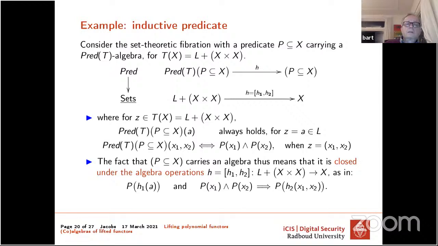And the fact that P carries an algebra means that it's closed under the algebra operation H, which is this co-tuple H1 and H2, and which can be made precise in this form: P always holds for trees which consist only of a node. And if P holds for two trees, then it also holds for the joining of these trees. And you see what's appearing here: the assumptions on a predicate that you typically use in an induction proof. And that's why these are called inductive predicates, because they're used in such a proof.